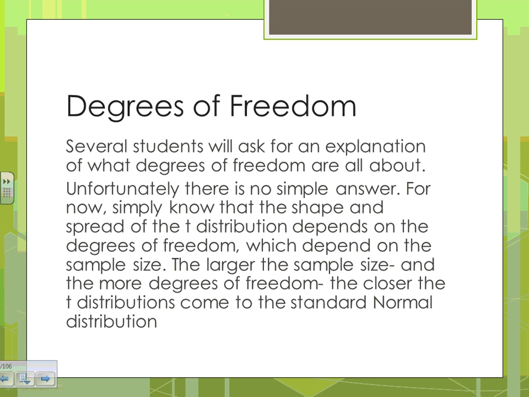You may ask for a better explanation of what degrees of freedom are all about, and there's really no simple answer. For now, just know that the shape and the spread of the t-distribution depends on the degrees of freedom. As my sample size increases, my degrees of freedom are going to increase. Like let's say I had 2 degrees of freedom, and then 4 degrees of freedom, and then maybe 20 degrees of freedom. It's going to become more and more normal with the degrees of freedom. As they increase, you're going to have less area in the tails.